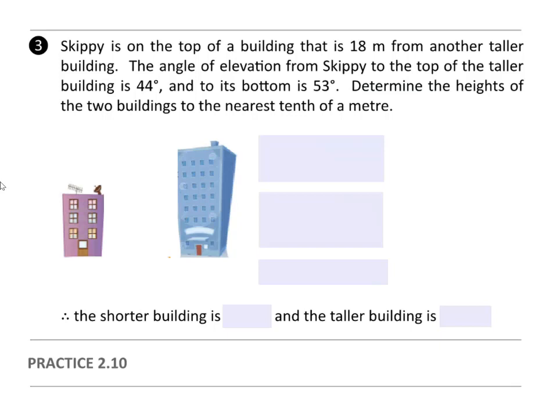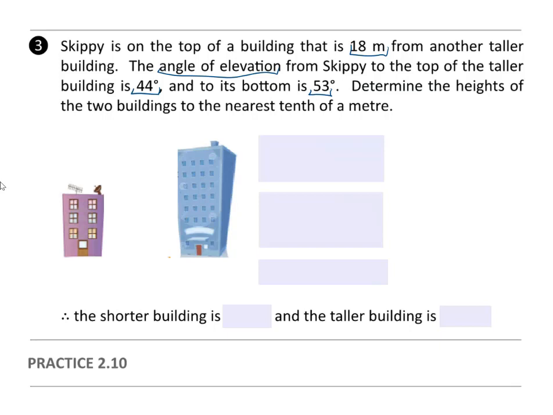Skippy is on top of a building that is 18 meters tall from another taller building. The angle of elevation from Skippy to the top of the taller building is 44 degrees. Well, let's underline that. Angle of elevation, so I know where that is. And the angle to the bottom is 53 degrees. Determine the height of the two buildings to the nearest tenth of a meter.